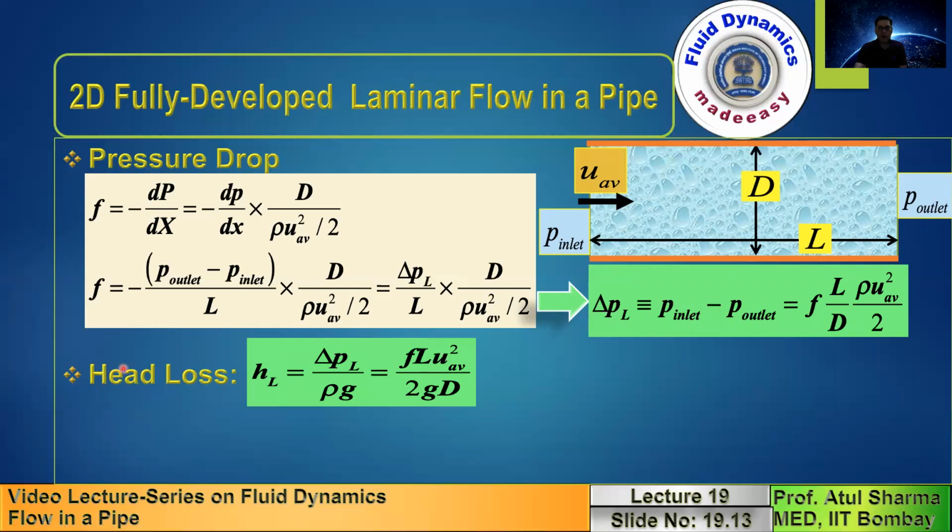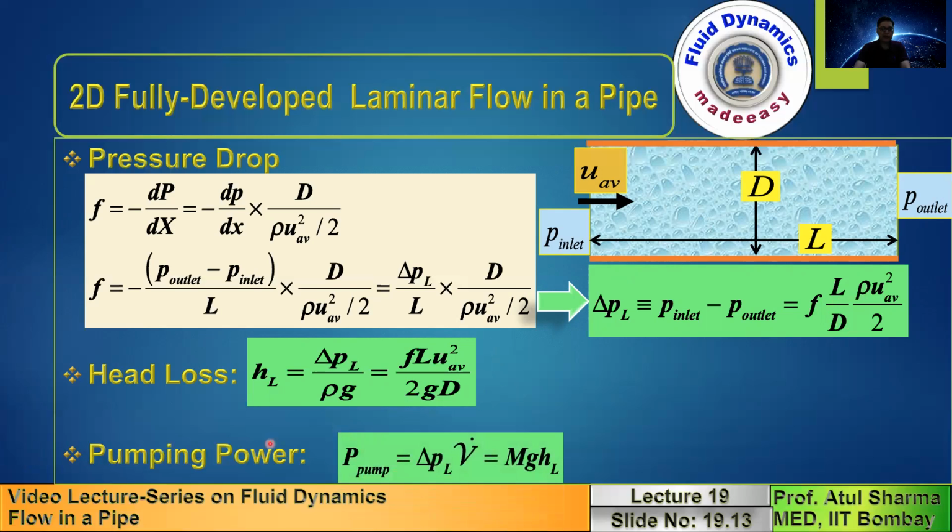In a fully developed flow, when you divide by rho g, rho cancels out and you get the head loss as f L U average square divided by 2 g D, as shown. This expression is commonly used in numerical problems for flow in a pipe or pipe networks.